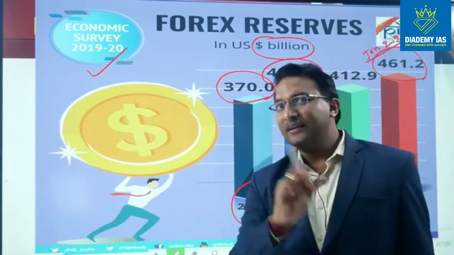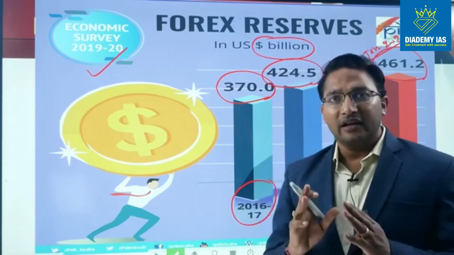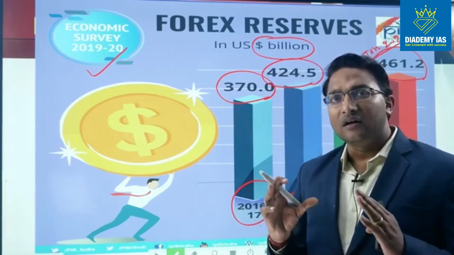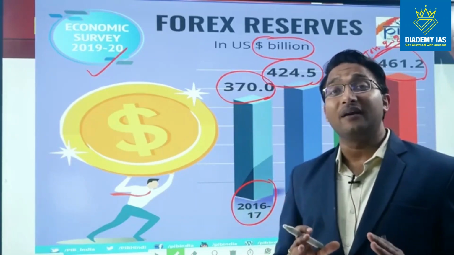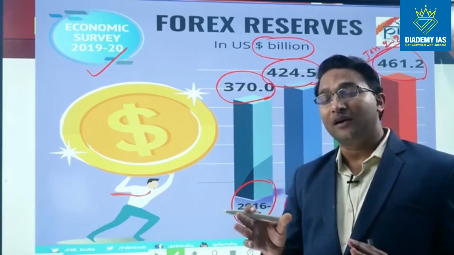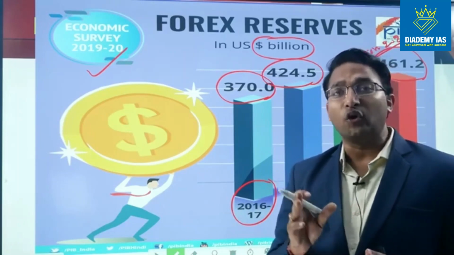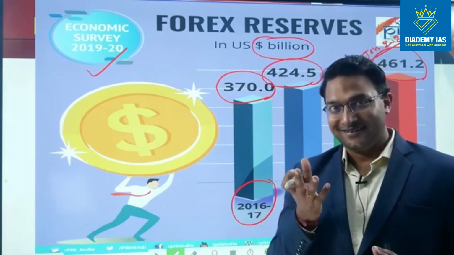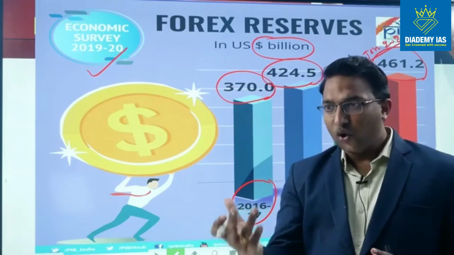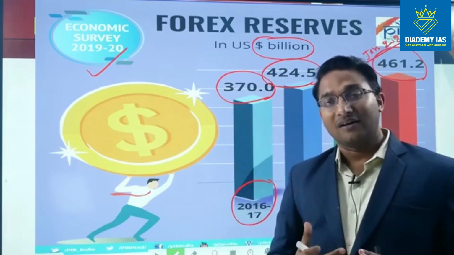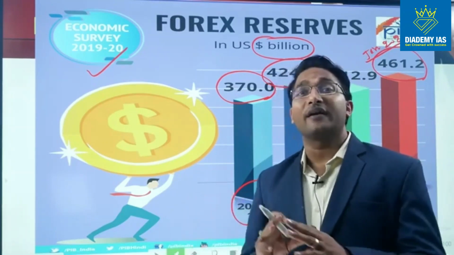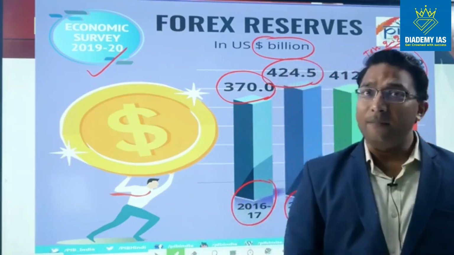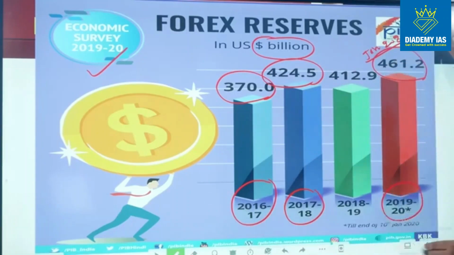The major reason behind this consistent increase is the increase in the quantum of foreign capital. So the foreign capital in the form of foreign direct investment and foreign portfolio investment has been increasing. So it is more because of capital inflows rather than current account inflows. On the current account we have a deficit, but on the capital account we have a surplus, and because of that there is an increase in the forex reserves.